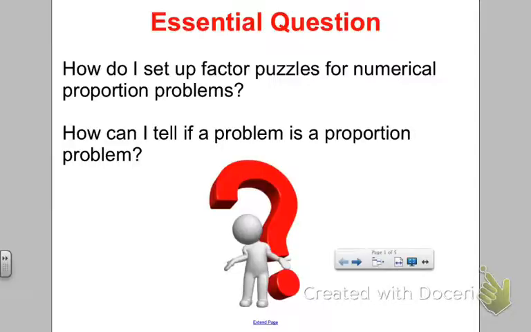So you may come across a variety of word problems over the course of your math career or in life, and you have to determine, is this a problem that can be solved with a proportion? Do I want to set up a factor puzzle here? Not every word problem is a proportion problem. So we're going to talk about the attributes of proportion problems.